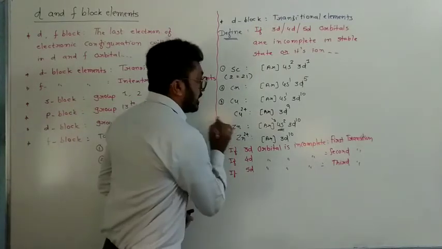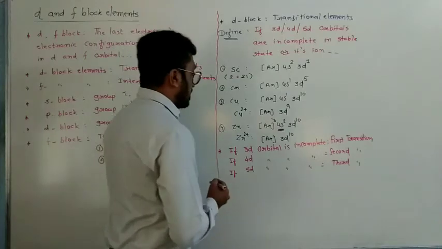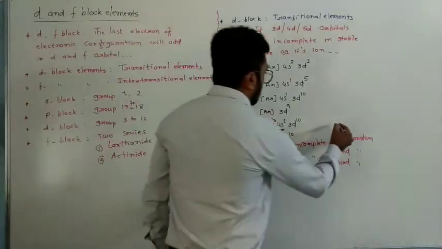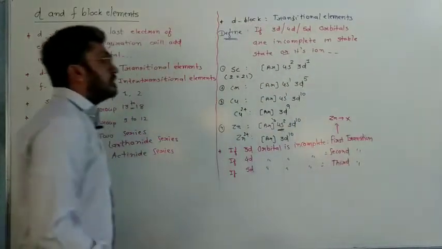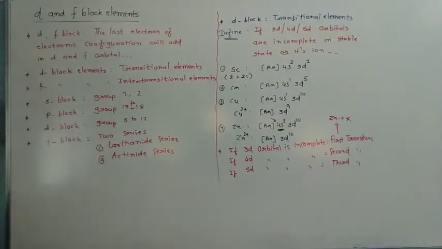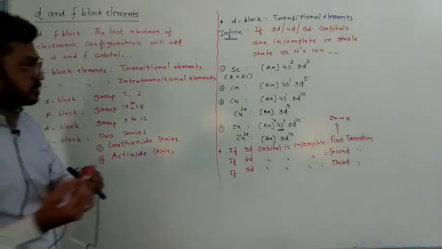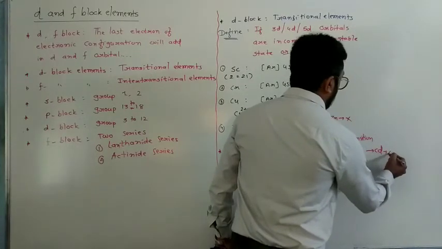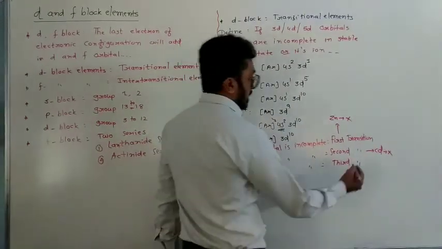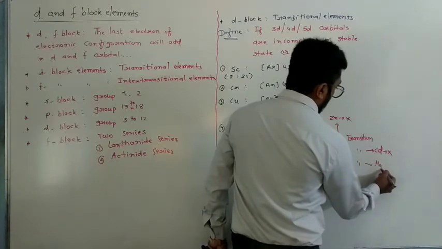But we know that in the first transition series, zinc is not a transition element. Just see, in the first transition series. In the second transition series, in the same way, cadmium is not a transition element, and in the third, mercury is not.